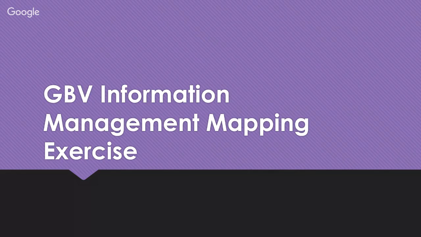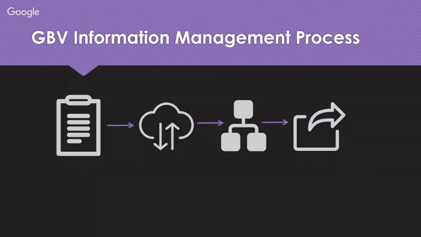This GBVIMS video short is about information management mapping, an implementation exercise to aid in improving the efficiency and lessening obstacles in the flow of information. Each organization already has an existing information collection and management process. Even without an official system in place, organizations use methods to make sense of their work, to create summary reports for donor reporting or financial management purposes, to share statistics with a coordination body or government, or for advocacy efforts.